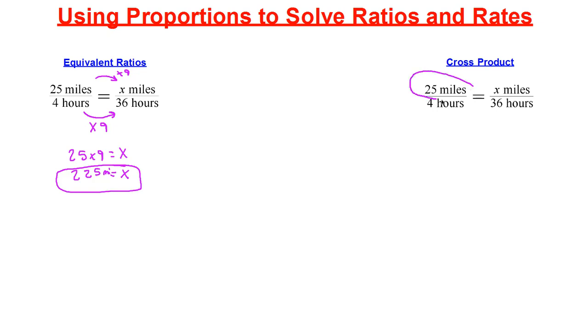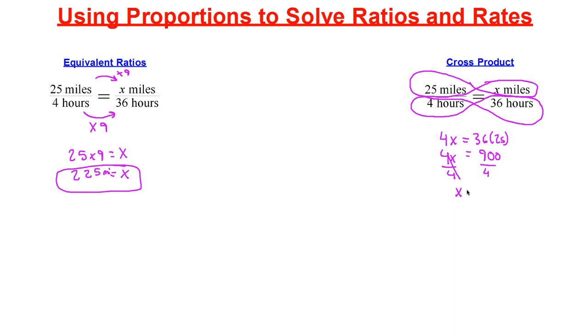Now this is called a cross product. The reason why it's called a cross product is you're multiplying the numbers diagonally and then you're setting them equal to each other in order to create a simple equation, and then you'll solve for x. So this is 4 times x. I'm going to multiply the diagonals. 4 times x is going to be equal to 36 times 25. So 4 times x, 36 times 25 is 900. Divided by 4, divided by 4. We get x is going to be equal to the same thing, of course, 225 miles.